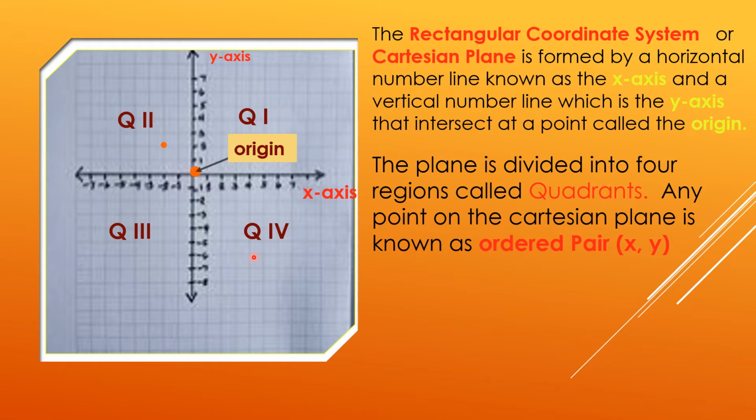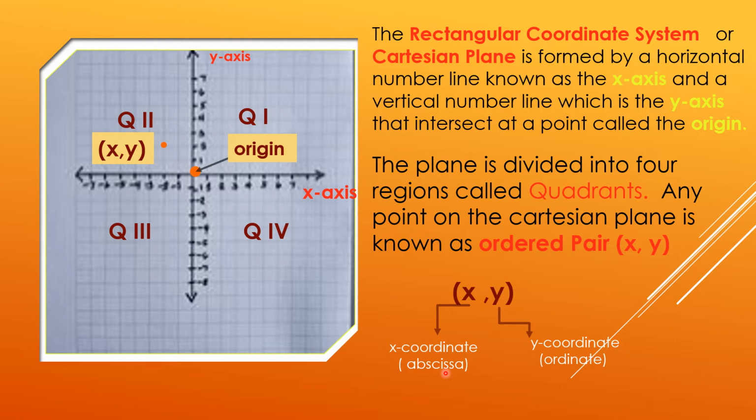And now, any point on the Cartesian plane is composed of x and y coordinates known as an ordered pair. So, the first here should be the value of x and this is y. Now, that x is also known as the abscissa, the x-coordinate, and the y-coordinate is also known as the ordinate.